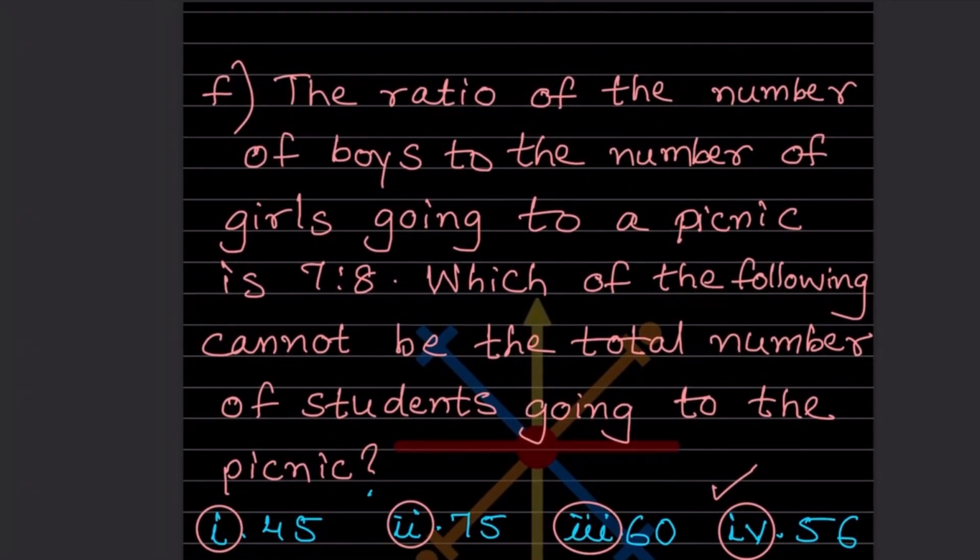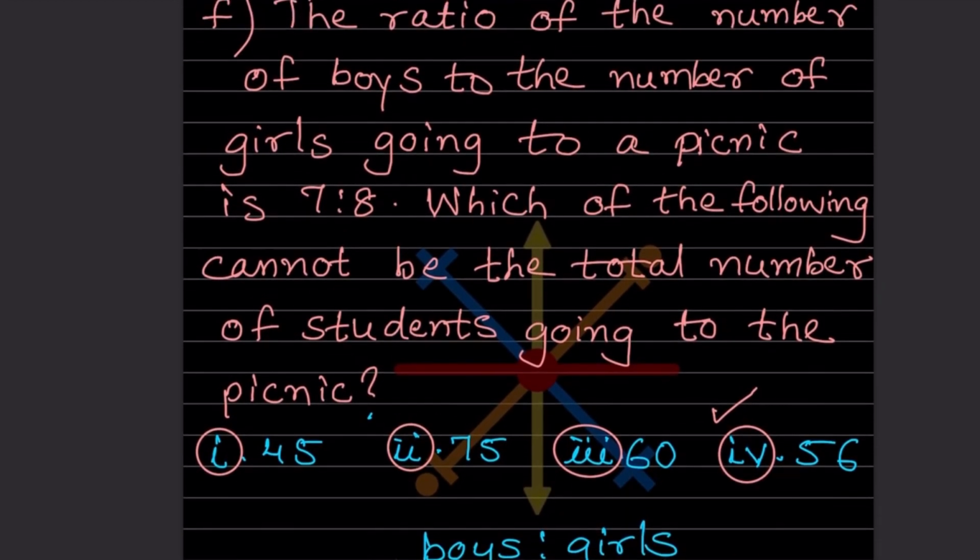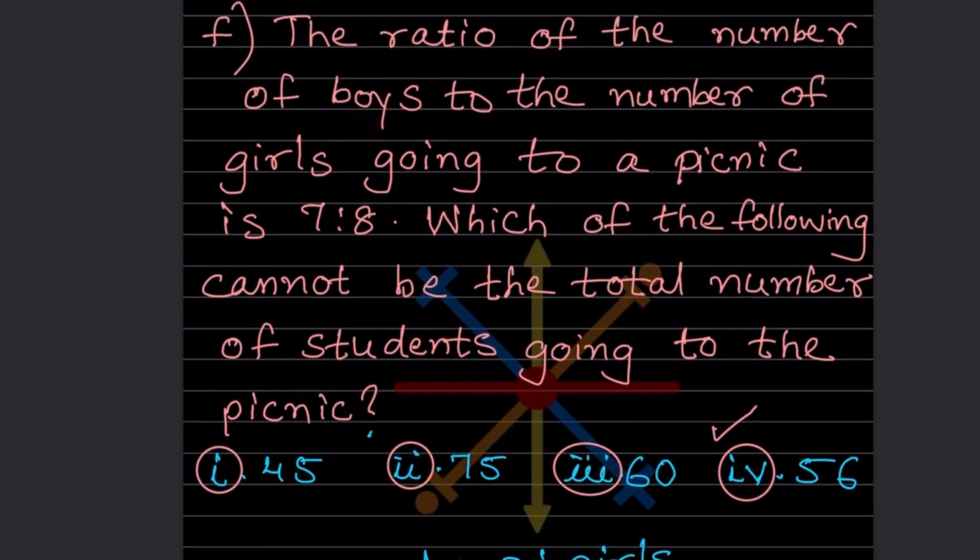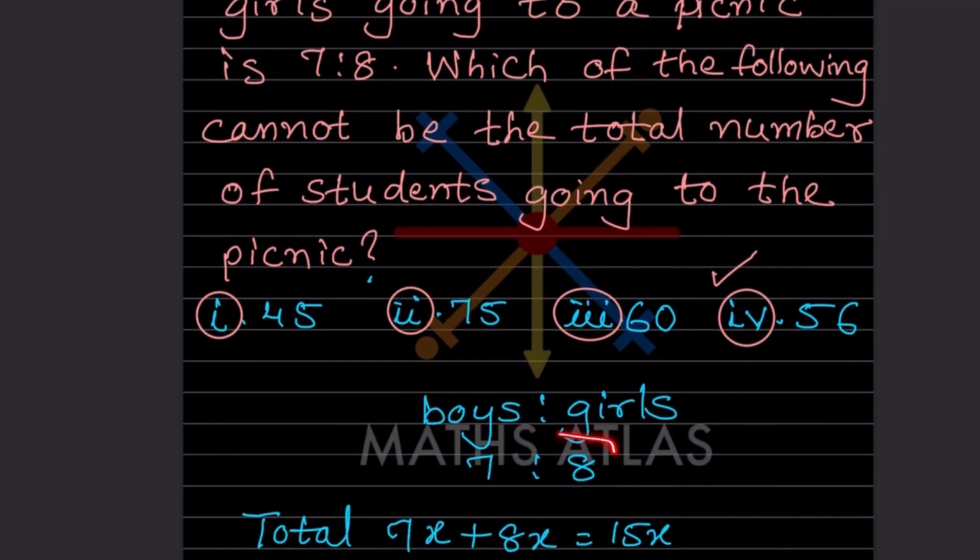The ratio of the number of boys to the number of girls going to a picnic is 7 is to 8. Which of the following cannot be the total number of students going to the picnic? So now look here, boys and girls is given, the ratio is given, and that is 7 is to 8. These are boys and these are girls. Total means if you consider this as x, so what will that be? This will be 7x and this is going to be 8x, which is going to be 15x.